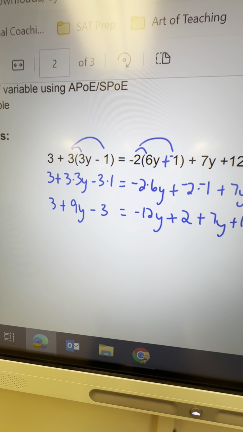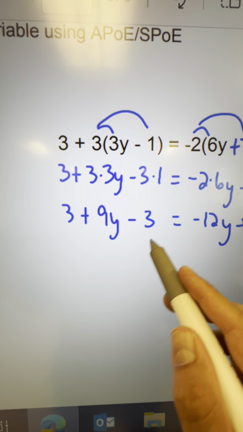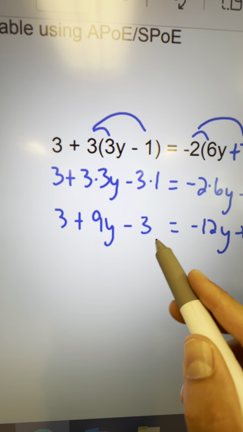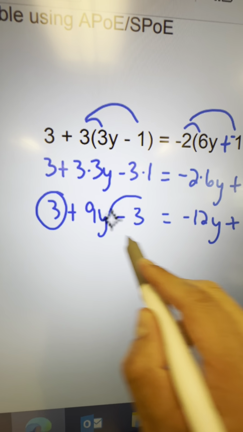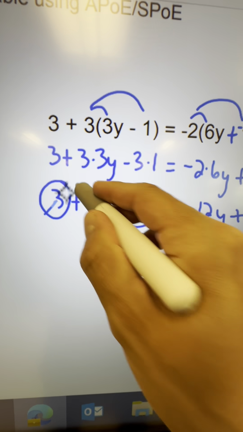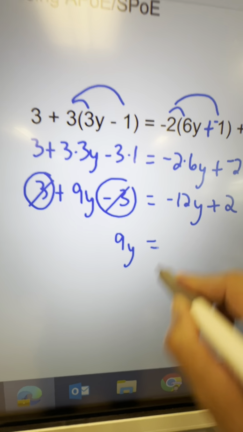So now I can actually simplify by combining the like terms that are on the same side. So on this side, I can see I have a 3 and a 3. These are both constants, meaning they don't have a variable. So I can combine the 3 and the minus 3. So 3 minus 3 is 0. So that's actually a 0 pair. And I have positive 9y left. So that's my left side simplified.